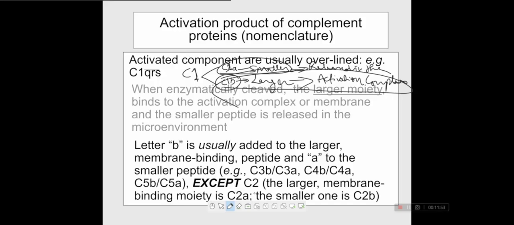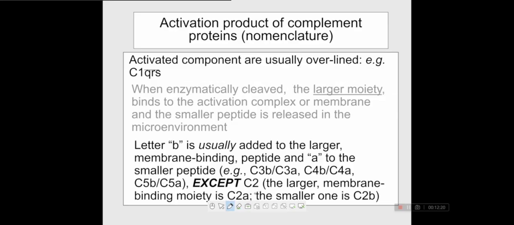As I already told you, B is usually added to the larger membrane-binding peptide and A to the smaller peptide. But there is an exception, and that is C2. In C2, the larger membrane-binding moiety is C2A and the smaller one is C2B. This is only for C2. Remember this, this is the exception.